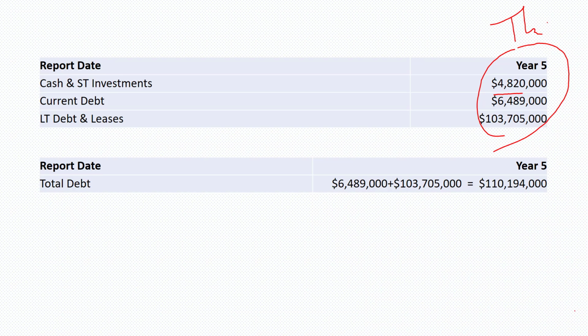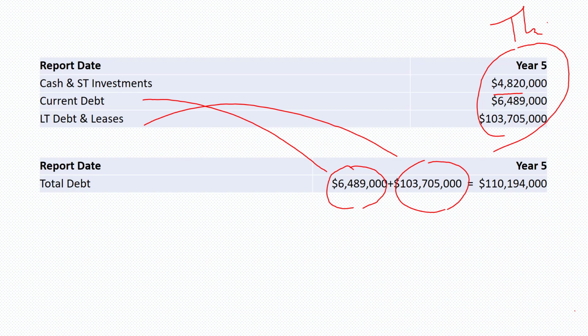So 6.489 is the current debt and 103.705 is the long-term debt and leases. If you add these two, you get 110.194 billion, and that is the total debt for year 5.